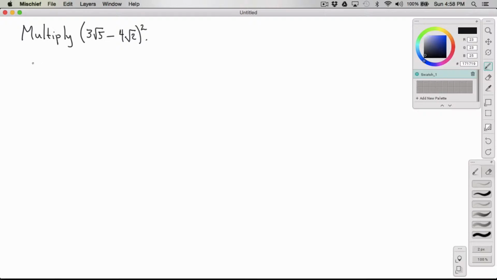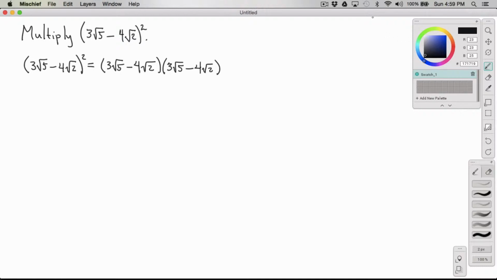Now, in order to do this, remember what this means. So I'm going to rewrite the problem. I have 3 square root of 5 minus 4 square root of 2 squared. Remember, when you square a number, it means write whatever is in the parentheses multiplied by that same amount. So I have 3 square root of 5 minus 4 square root of 2 times, I have to multiply this entire piece again, 3 square root of 5 minus 4 square root of 2.